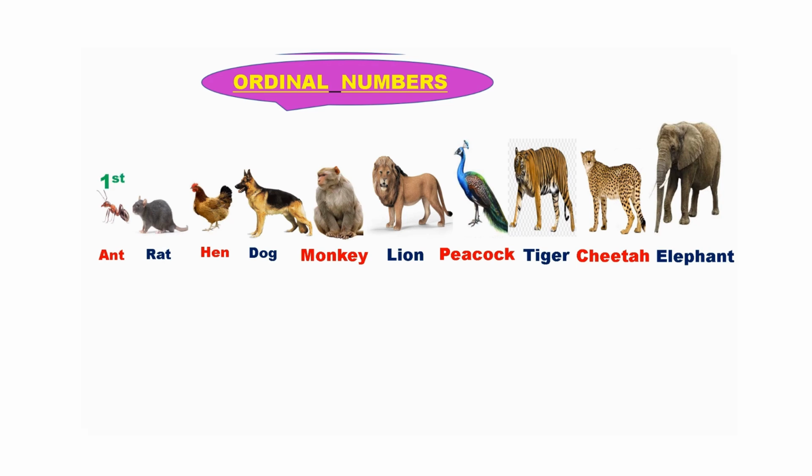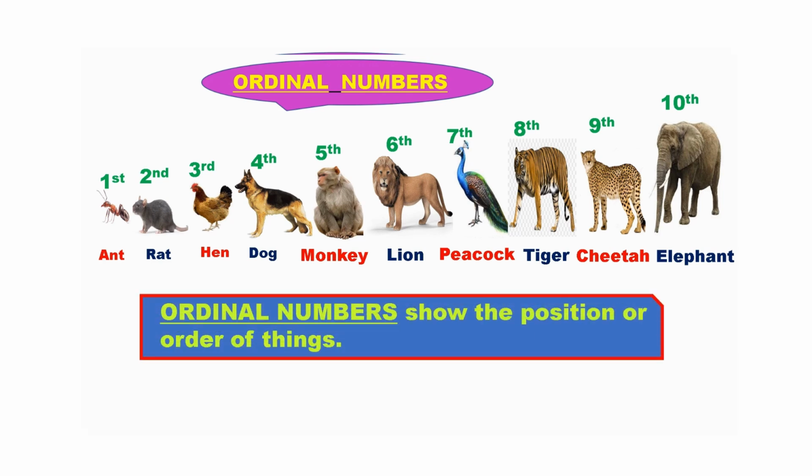The ant is in the first position. Rat is in the second position. Hen third. Dog fourth. Monkey fifth. Lion sixth. Peacock seventh. Tiger eighth. Cheetah ninth. And elephant 10th. So here ordinal numbers show the position or order of things.